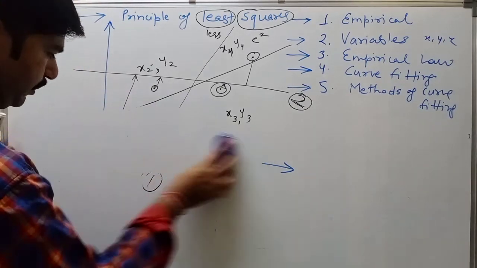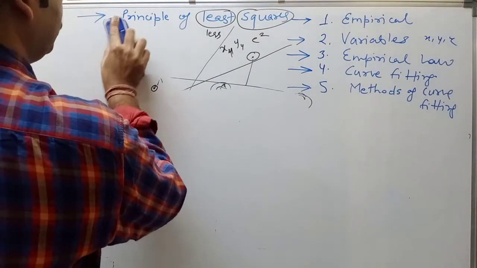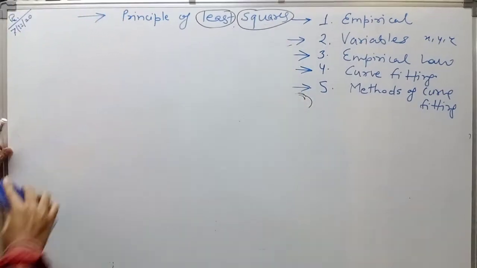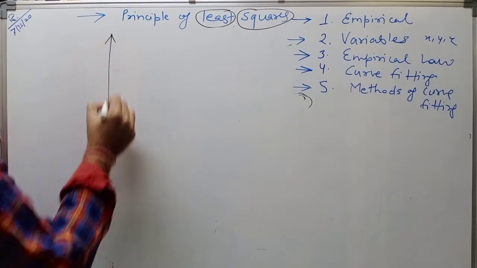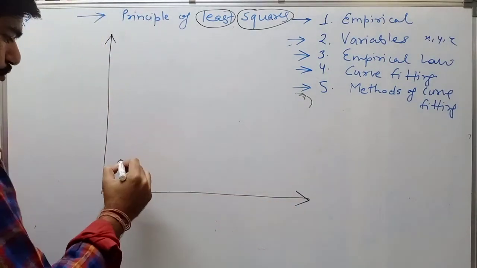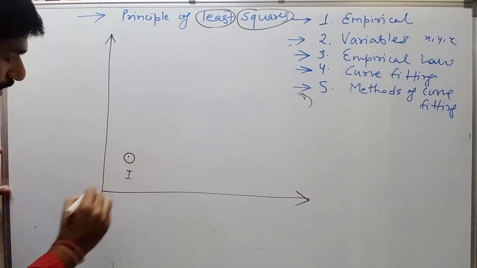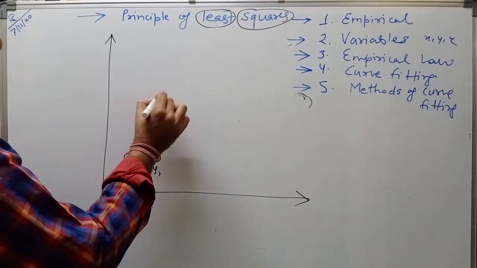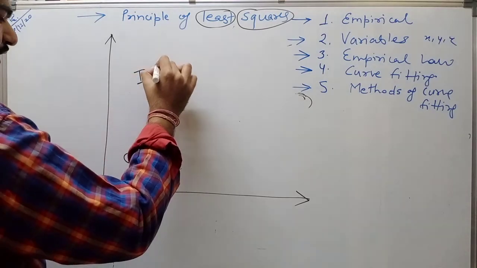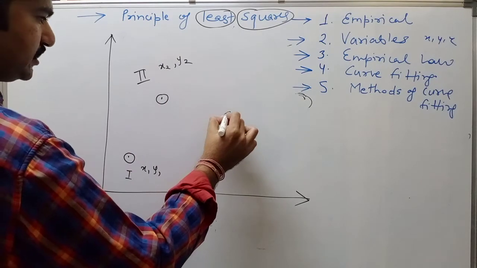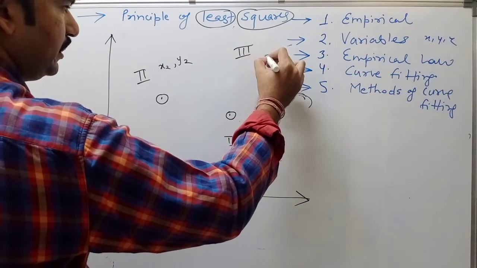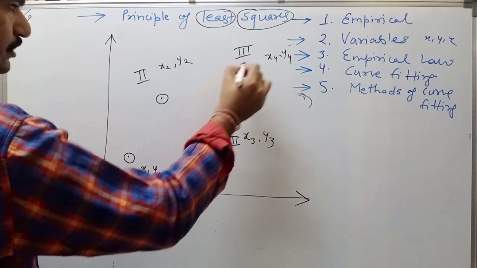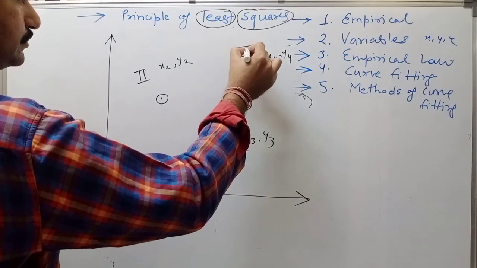Let us try this example by plotting one good diagram, so that it will be easier to understand. We will try to understand it with one example. This particular point we refer to as 1, its value is x1 y1. This particular point is second and its value is x2 comma y2. This is third, x3 comma y3. And fourth is x4 comma y4. This is the fourth value.